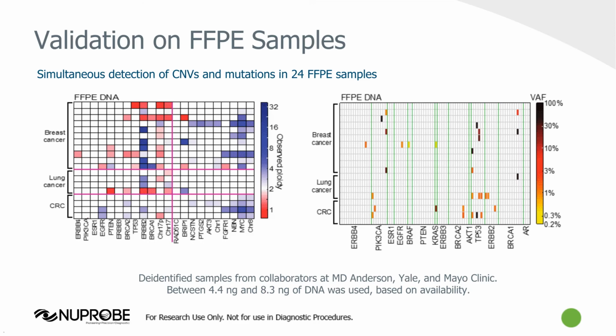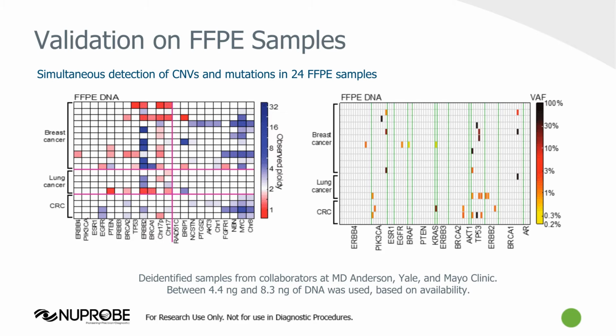Finally, here are some results obtained from additional clinical samples from our collaborators at MD Anderson Cancer Center, Yale School of Medicine, and Mayo Clinic. In this experiment, we used DNA input between 4.4 nanogram and 8.3 nanogram. From the same exact FFPE tissue section, we can detect both CNVs as well as mutations. We detect many CNV gains and losses, including low-level CNVs, which are visible here in light blue and light red.